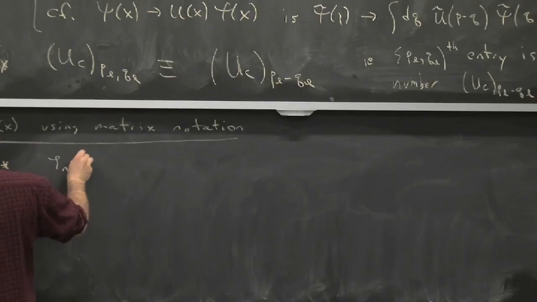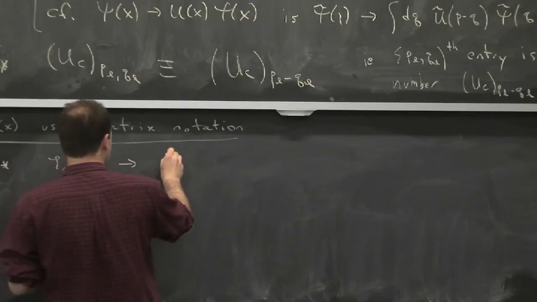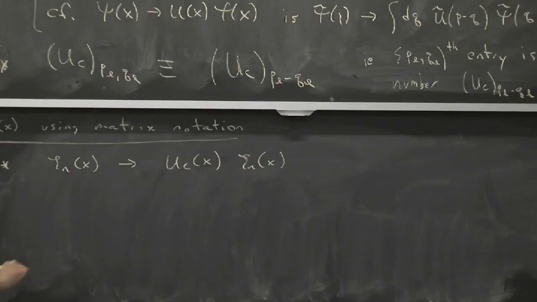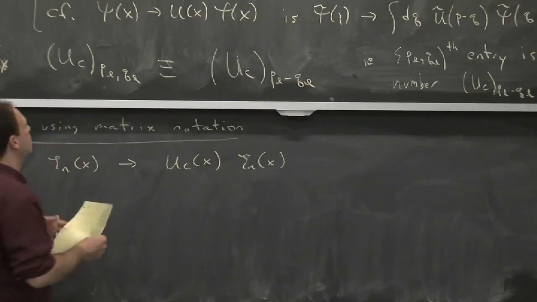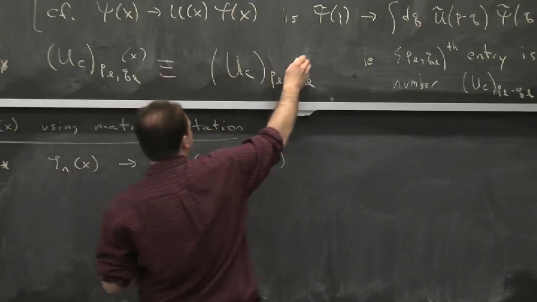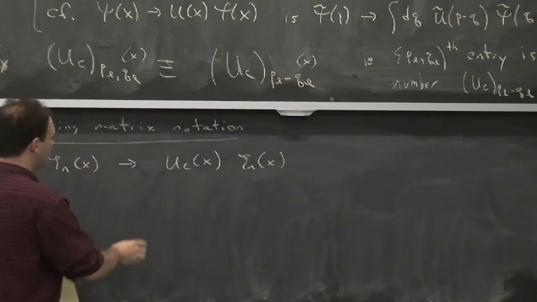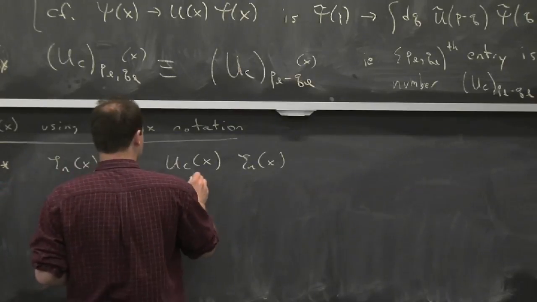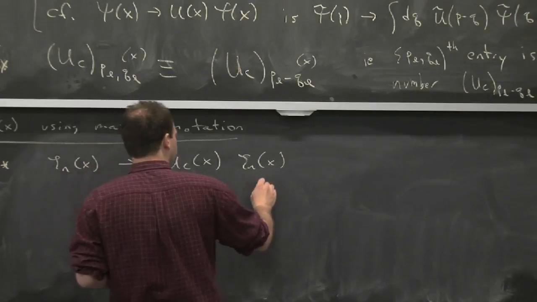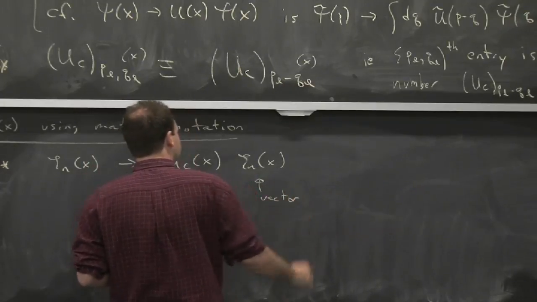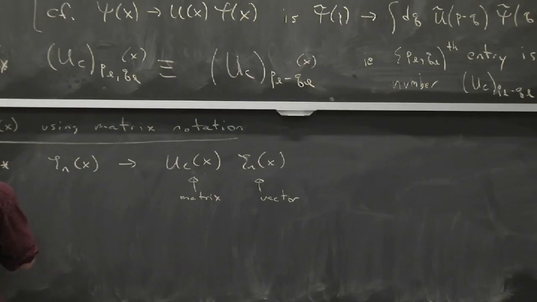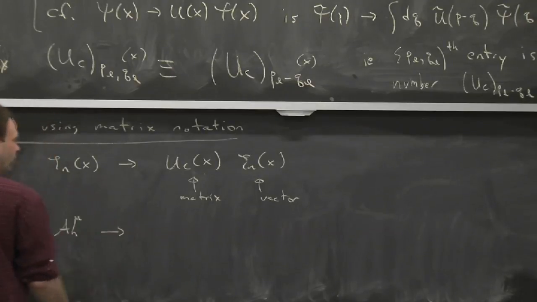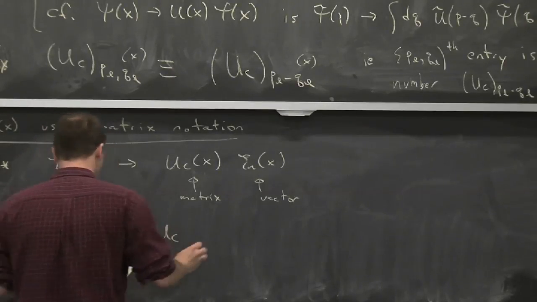So C_n of x goes to U_C of x times C_n of x, where you should understand this thing as a matrix that has two indices like this, also dependent on space-time. And I just dot over the repeated indices in this thing, which is like a vector. So this is like a matrix, and this is like a vector. That makes it look like the usual kind of notation, which is the point of introducing this notation.